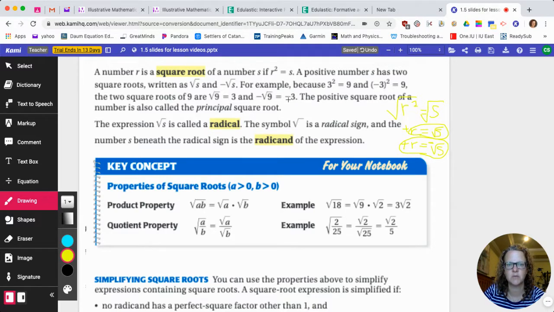So the positive square root of a number is also called the principal square root. That's something I've never remembered. It's just not as important in my day-to-day math work.